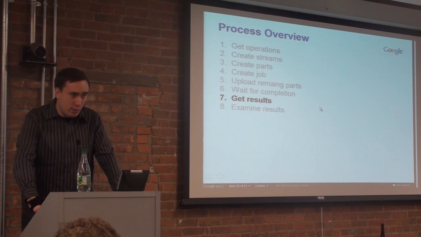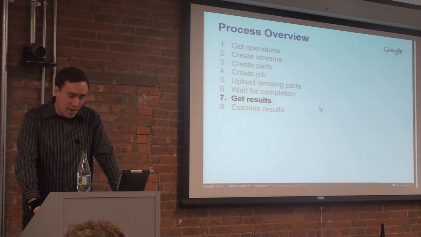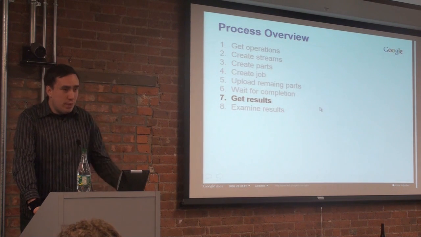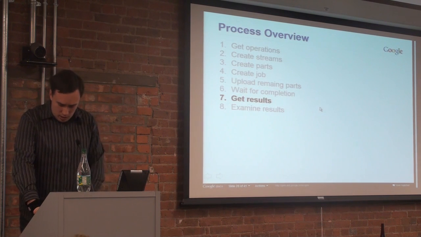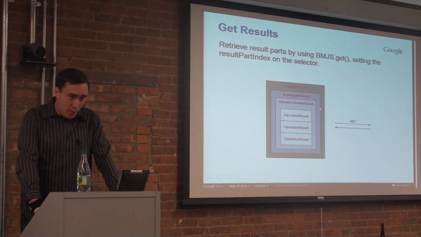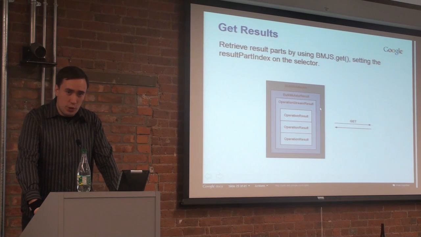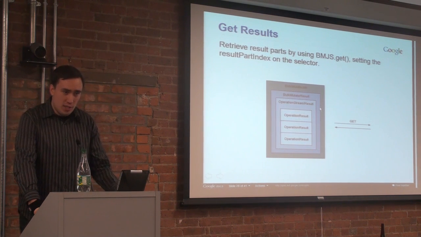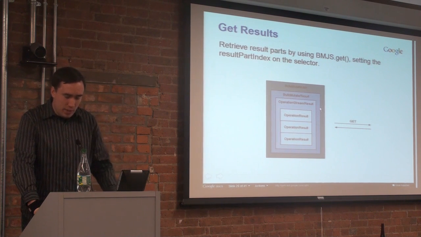So the next step here is getting the results. Unlike a regular mutate request where you get the results immediately, now you have to retrieve the results. Much as you uploaded the parts, you have to download the results. Basically, you use the same bulk mutate job service get method, but you set a result part index, which correlates to your initial bulk mutate request part index. As you uploaded a part, now you're going to be downloading a part by specifying the index.